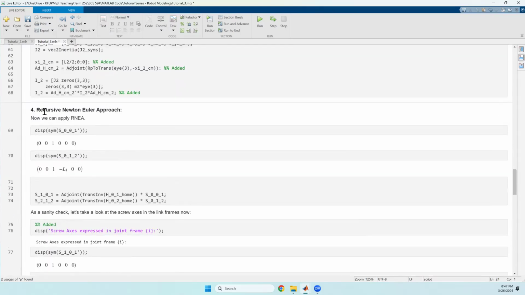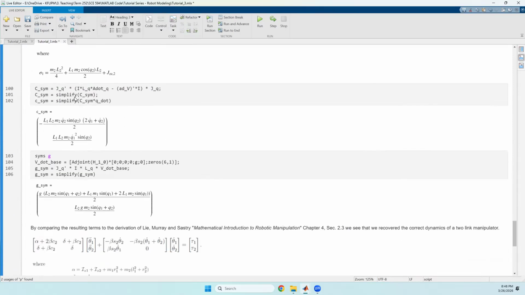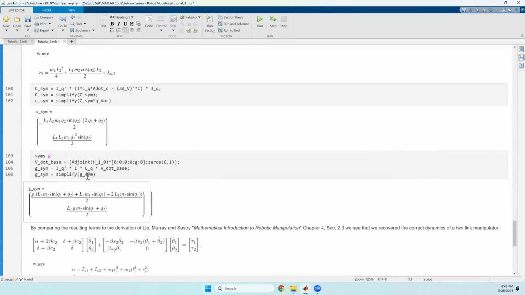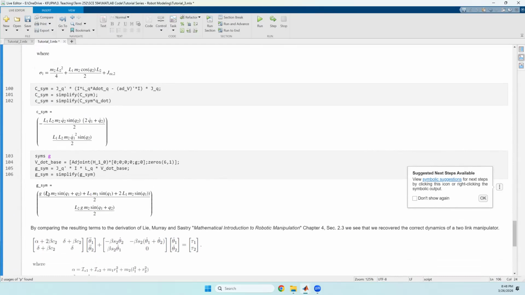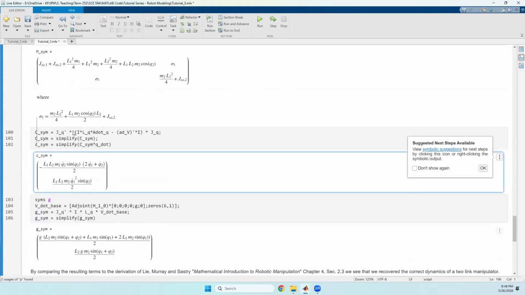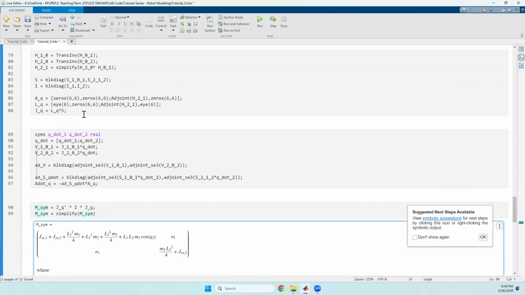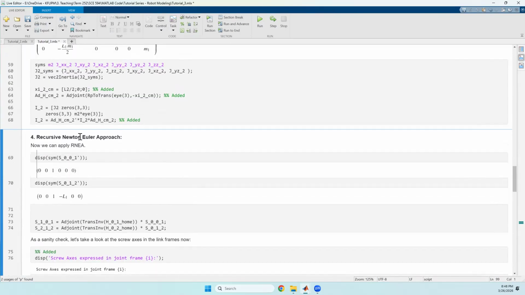If you go back to the recursive Newton Euler approach, it doesn't care where you place the frame. You just follow the steps. We didn't change anything from tutorial number 2 to tutorial number 3, and thus we get exactly the same expressions. What you need to do is compare this G term, the C term and the mass matrix to what we did in tutorial number 2. You'll find that we get exactly the same expressions, and we did not change even one line of code in the recursive Newton Euler section.